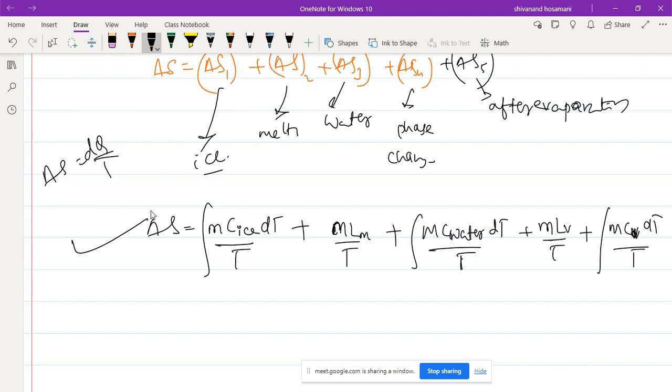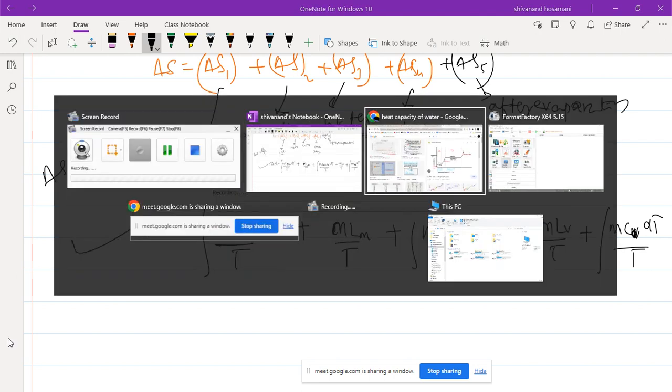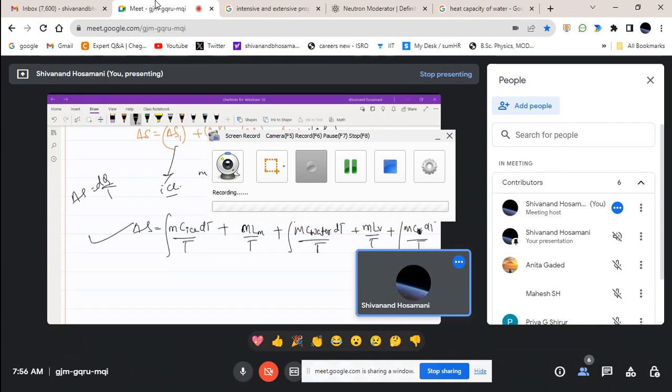Is that clear? Therefore, this is how exactly the change in entropy of the system can be calculated.